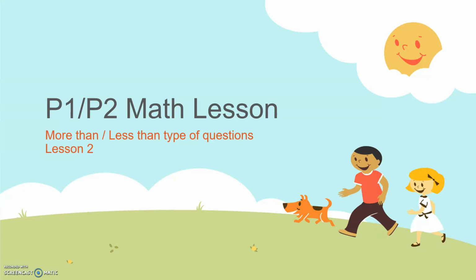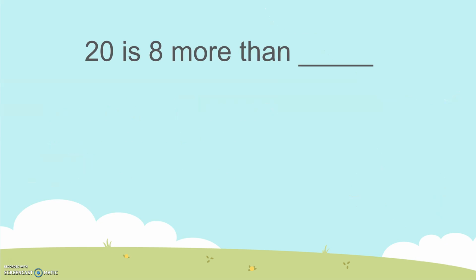Mr. Danny Lim.blogspot.sg. Today we will be going through a P1P2 Math lesson, more than, less than type of question. Now, this is a continuation of where we left off last lesson. In lesson 1, I talked about the three components. Now, this is a slightly different type of question. They like to give you certain unknown. So this is a different unknown. Okay, 20 is 8 more than something.